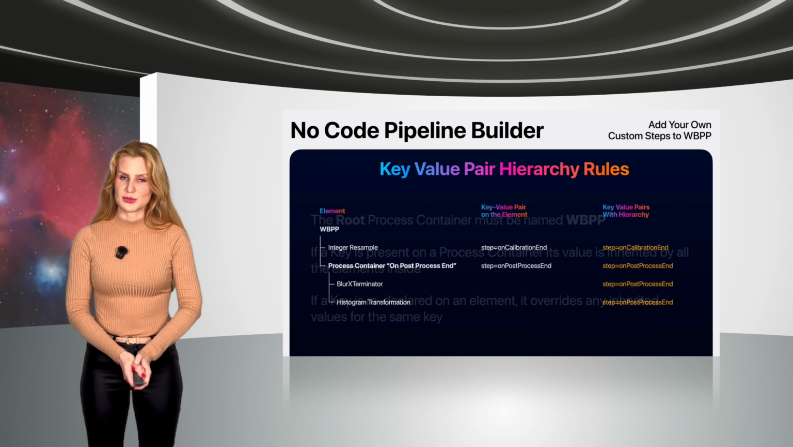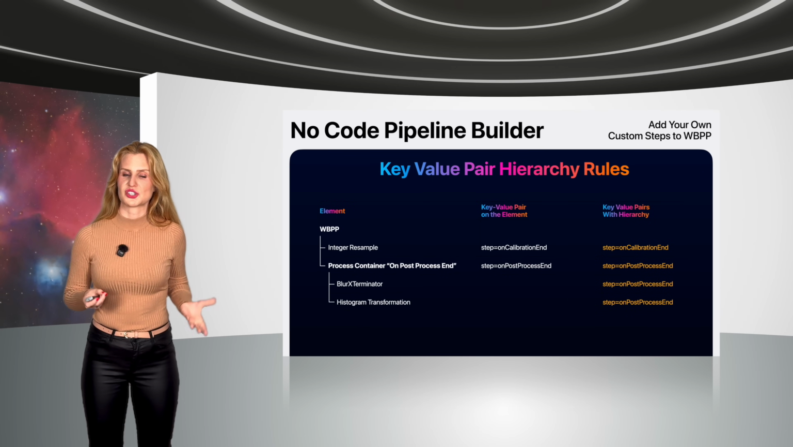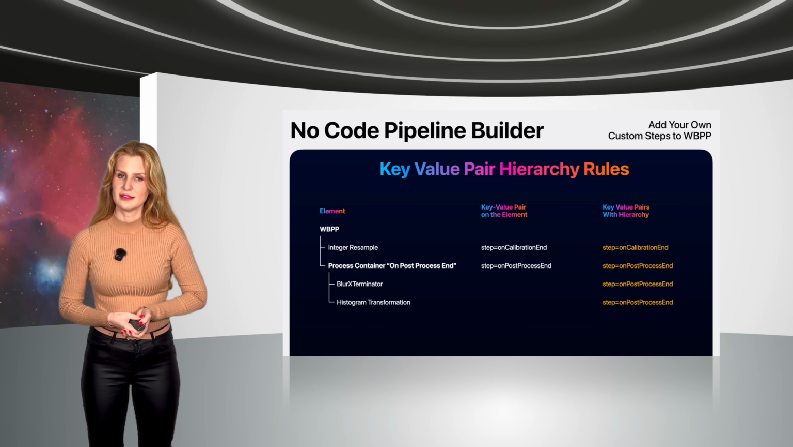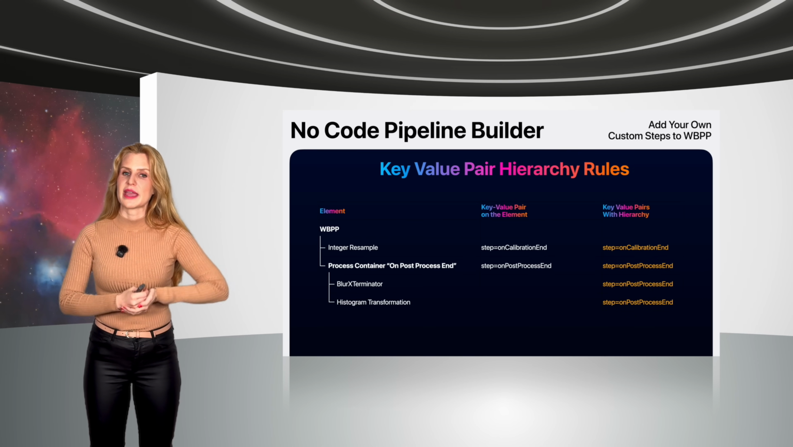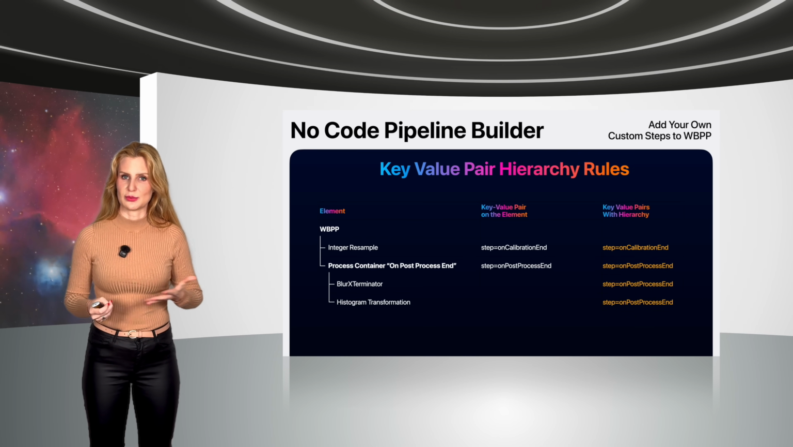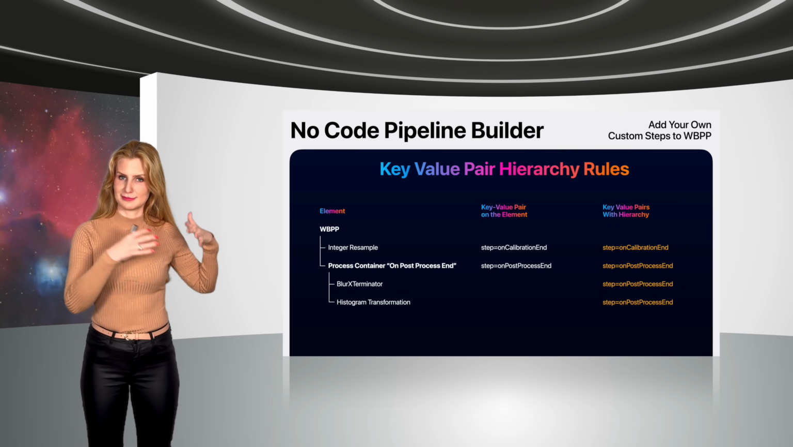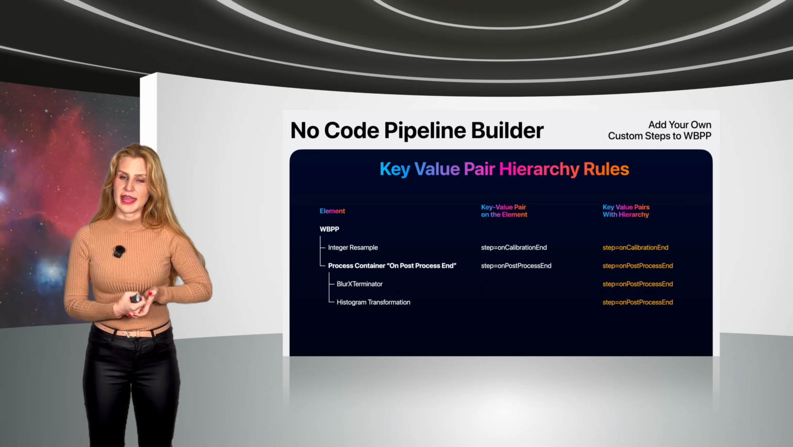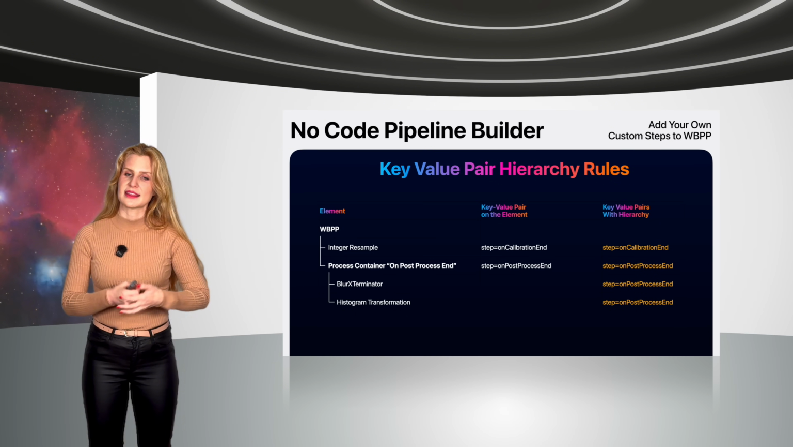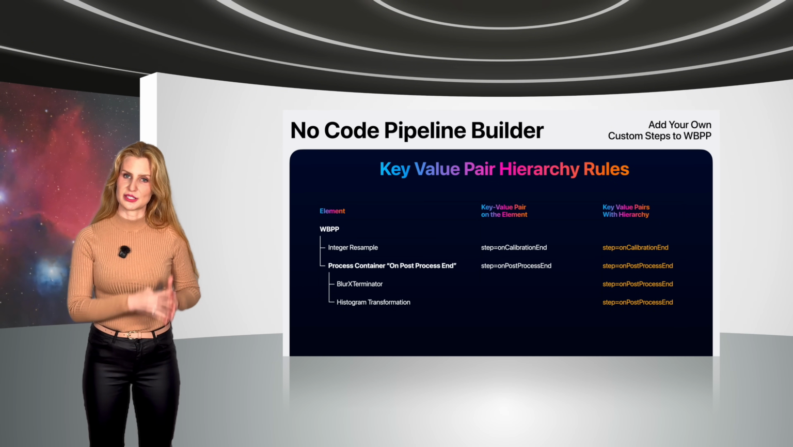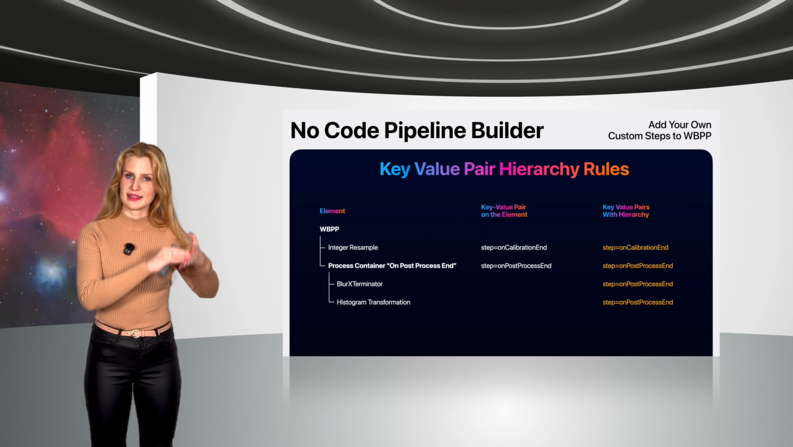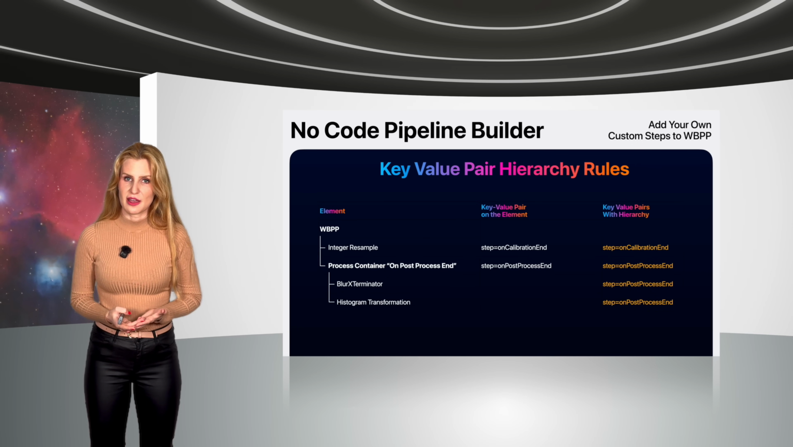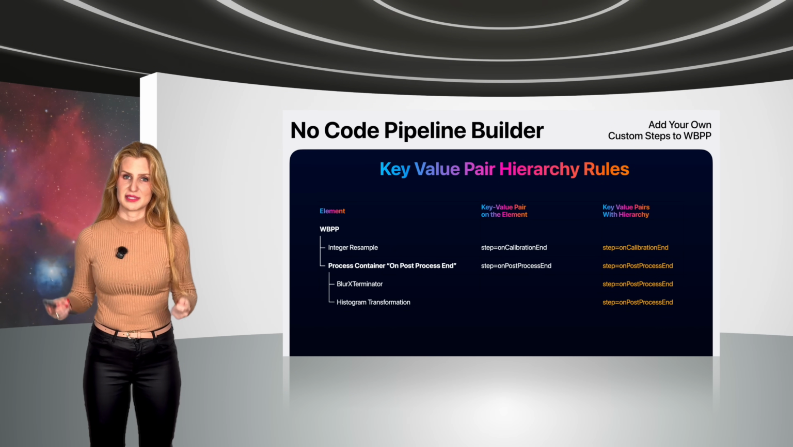How does it work in practice? We have a tree structure of a process container on the left here. The process container is called WBPP. We have a process directly within it, which is our downsampler that we have done before. And on this one, I have said that the step should be on calibration end. Then we have a nested process container within the main process container, because we can actually have nested process containers. You can put them inside one another, as many as you want.